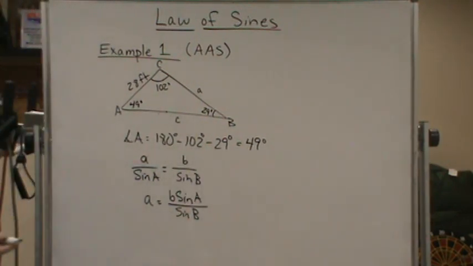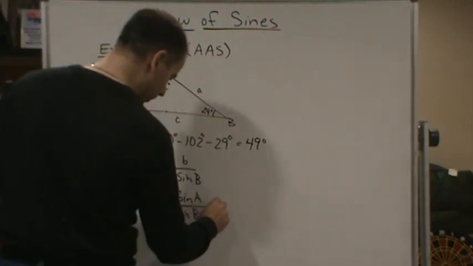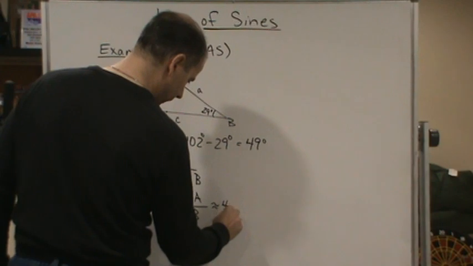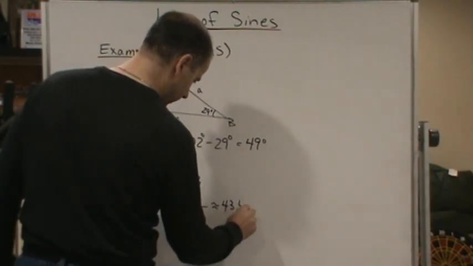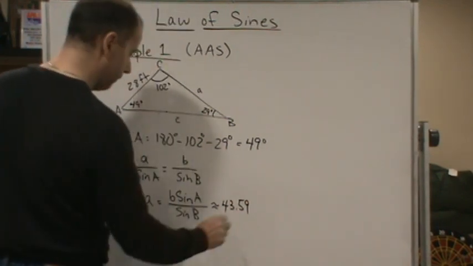Now, this is where your calculator comes in. If you stick this in your calculator, you're going to get A approximately equal to 43.59 feet.